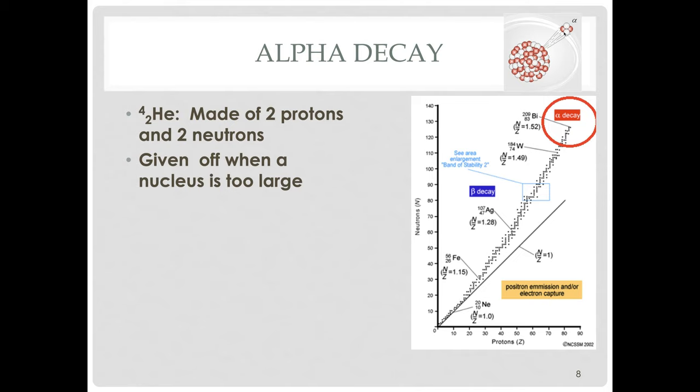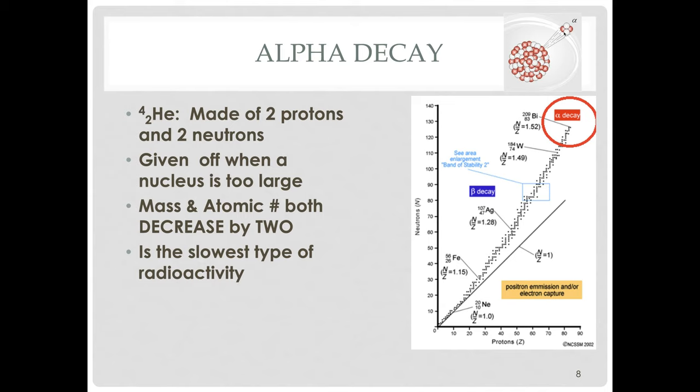So when a nucleus is too large, it'll just wholesale burp out a big chunk of itself. The mass and the atomic number will both decrease by two. No, that's not right. The mass will decrease by four. So that's a lie. This is the slowest type of radioactivity in terms of how fast the decay particle travels. Alpha particles travel relatively slowly, and because they're large compared to the other kind, can be stopped very easily.